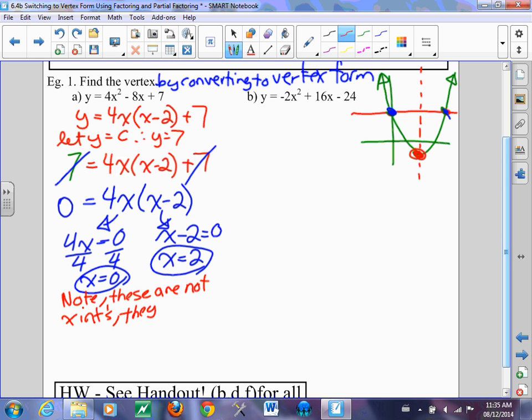They are P.O.I.s, meaning points of intersection.